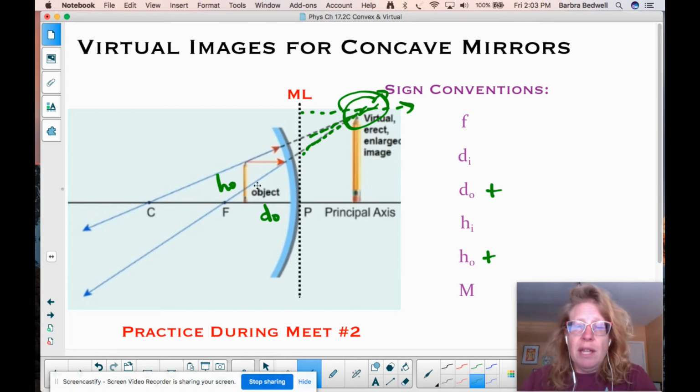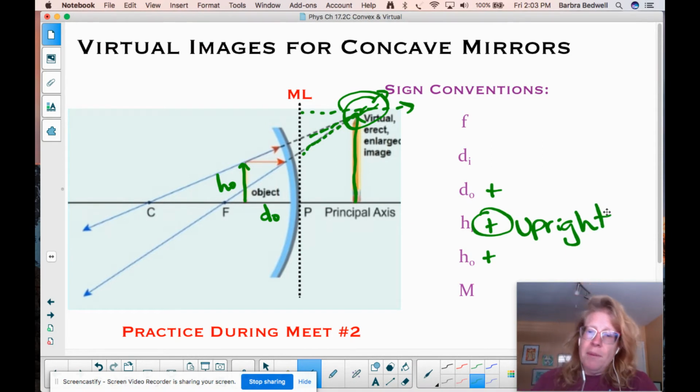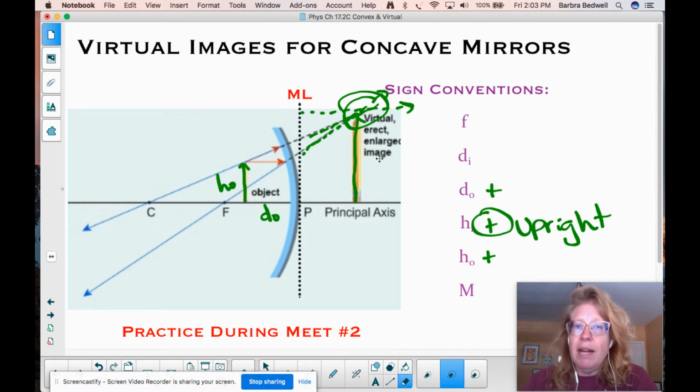If you take a look at these in terms of the size and the direction, I'm going to do HI first. HI is upright. Notice how this one is an upright pencil right here, and this one is also an upright pencil. So by convention, because it is upright, it's considered to be positive. And if you remember from the convex one that we had with the real images, when that one's out here someplace and it's upside down, it's a real image, our HI was considered to be negative because it was inverted. So again, here our HI, height of our image, is positive because it's upright.